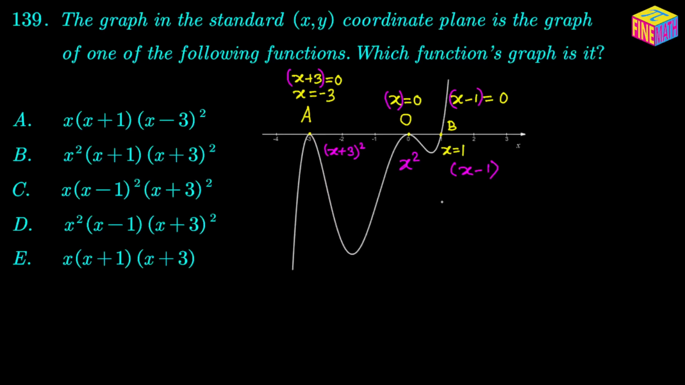So now you can clearly see which function it is. The function is going to look like this. It will have an x squared times it will have an x minus 1. We can write it like this, and also times it would have an x plus 3 whole squared. And if you look at our answer options, we have x squared times x minus 1 times x plus 3 whole squared under option D. So option D would be the correct option.